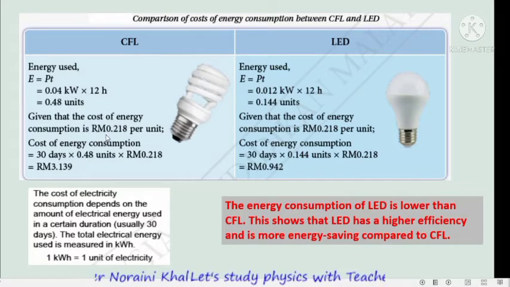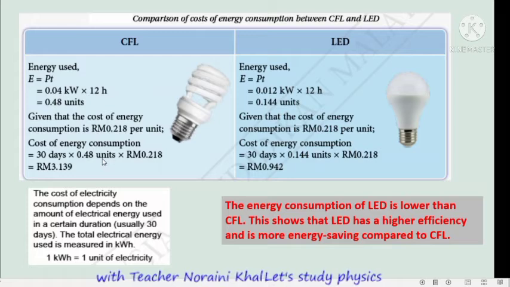Means Ringgit Malaysia 0.218 per unit. So the cost of energy consumption for 30 days, if this amount of unit is consumed for 1 day, for 30 days you need to multiply by 30. So 30 times 0.48 times the electrical tariff, Ringgit Malaysia 0.218. So we get RM 3.139. So this is the cost of energy consumption for CFL.